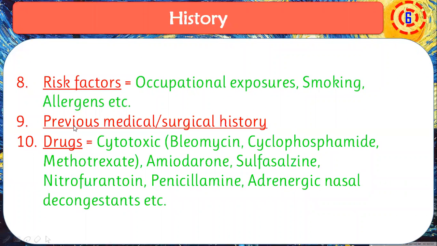So the next question that we'll be asking is the previous medical or surgical history, specifically focusing on the surgical history if there's any, and then also about the drugs. Some drugs which cause dyspnea include cytotoxic drugs used in neoplastic conditions or immune disorders such as bleomycin, cyclophosphamide, or methotrexate, some drugs used in cardiac conditions such as amiodarone, anti-infective drugs such as sulfasalazine or nitrofurantoin, and chelating drugs such as penicillamine.